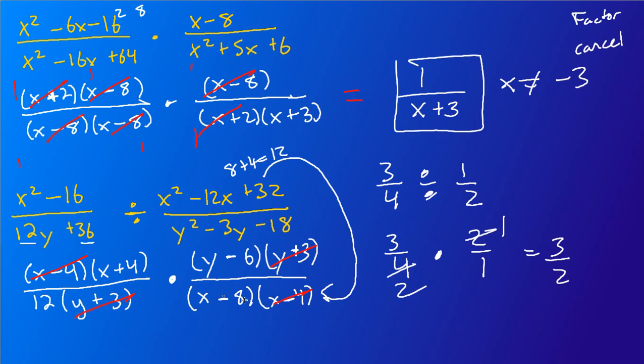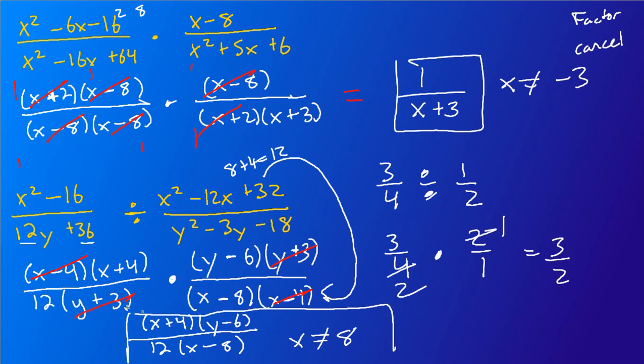So I have, as my final answer for this, in my numerator x plus 4, y minus 6, all over 12, x minus 8. And I want to note x cannot be, well, let's think for a minute. What would make this denominator 0? 8. x cannot be 8. Sometimes these are already factored for you, in which case, don't argue with it.